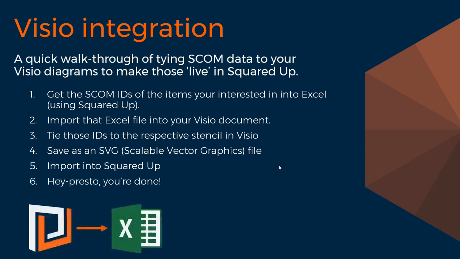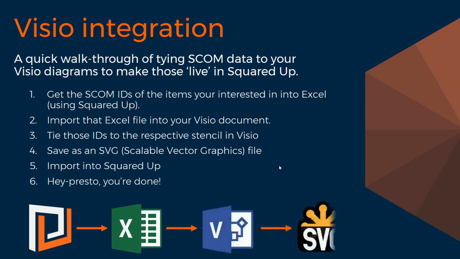So Squared Up gets your SCOM object IDs, they are pulled down into Excel, which you import into Visio, save the file as an SVG, and pop it back up into Squared Up. Simple as that.